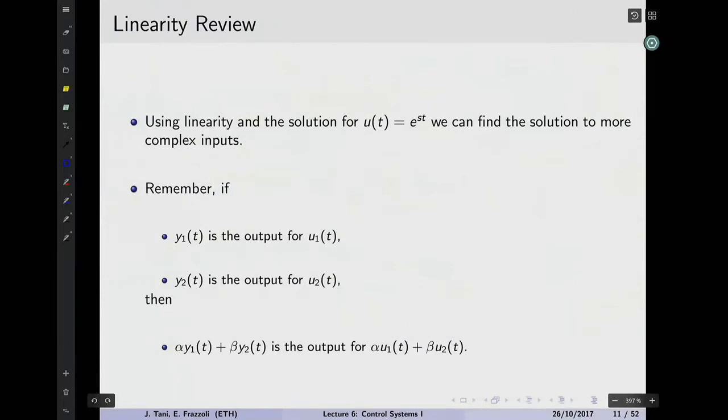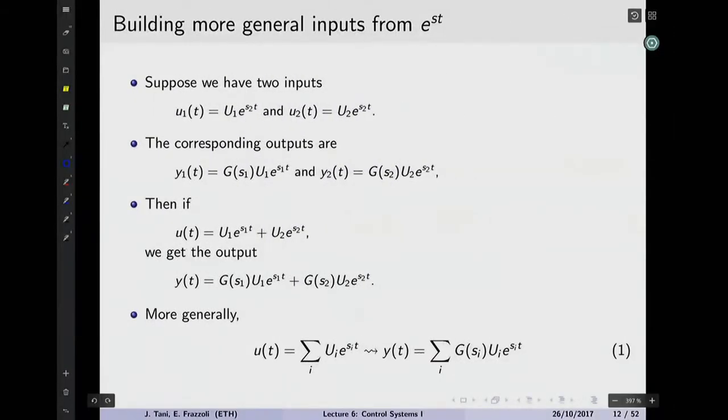So we don't need to review linearity. Let's try to now go towards this final step, which is, okay, we figured out what the answer is to a single input.